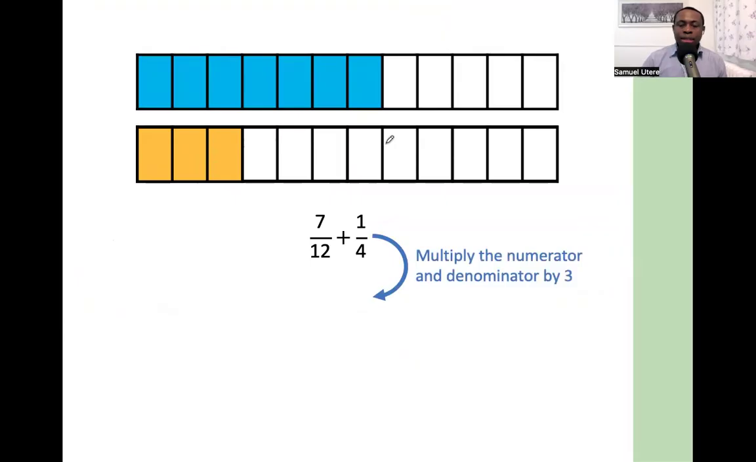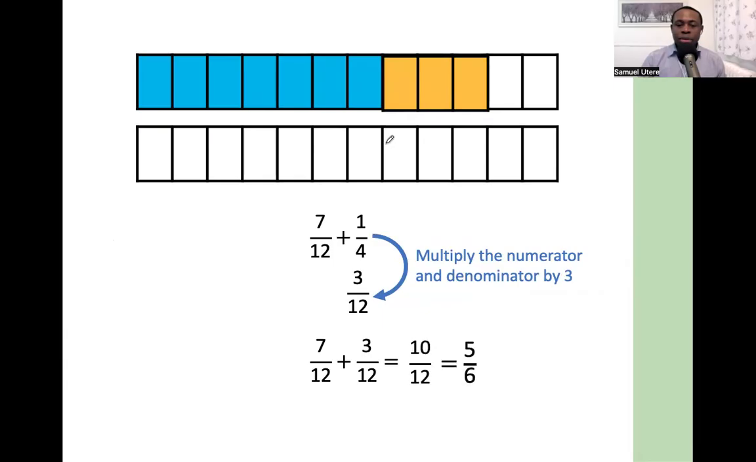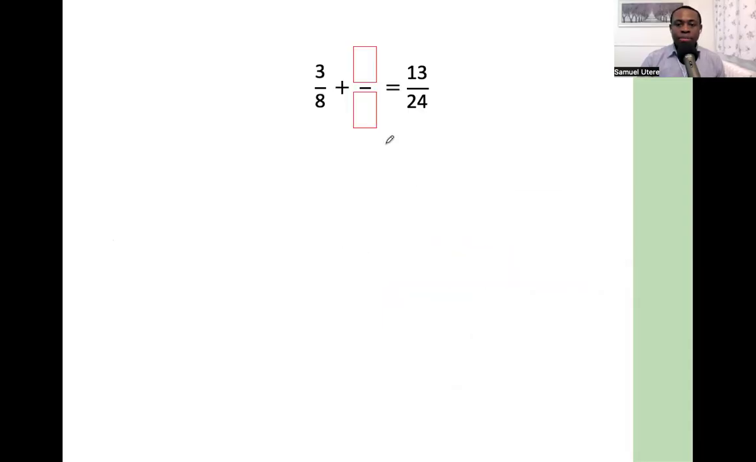You can see that to multiply the numerator by 3 and the denominator by 3 will make this denominator 12. So we have a common denominator, okay? We have a common multiple of 12 between 4 and 12. So this time, it's easy to just do 7 add 3. The denominator will stay at 12. So we have 10 over 12, which is 5 over 6 when simplified.